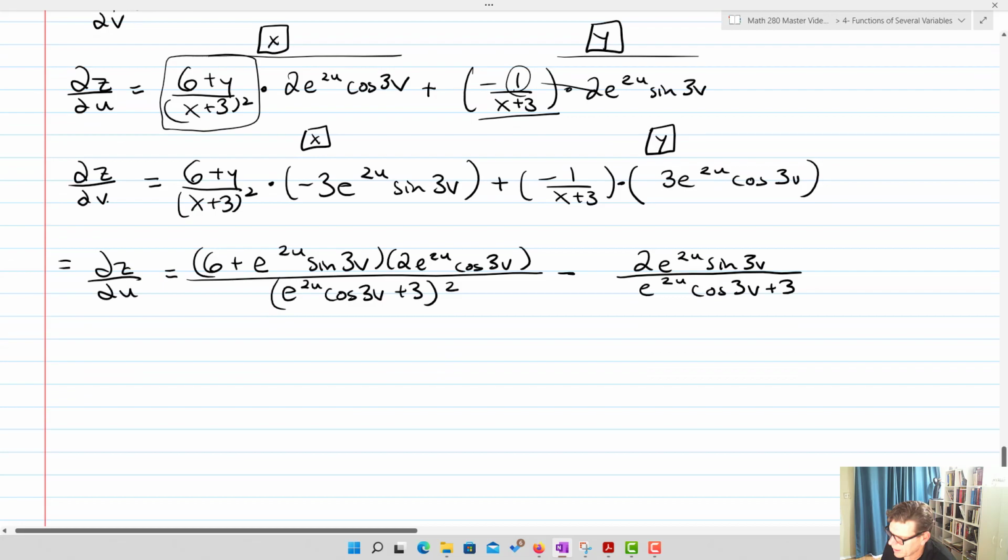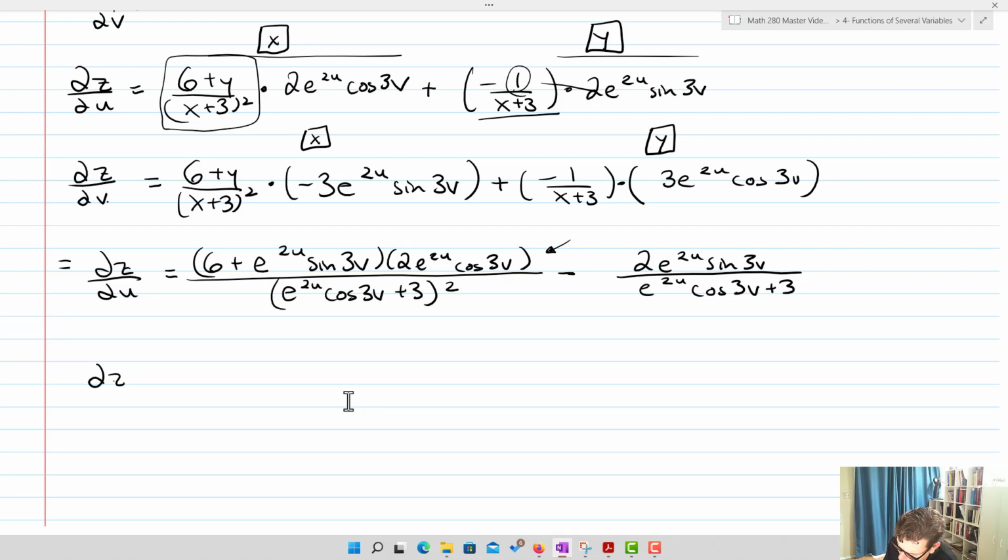All right, then what you can do at that point is go in and actually simplify by finding a common denominator. You could pull out the 2e to the 2u cosine 3v if we were going to go through and do the algebra. So you've got some algebra that could be done there. Let's see. I'm not sure how much it's going to help. Let's actually just use this as a demonstration.